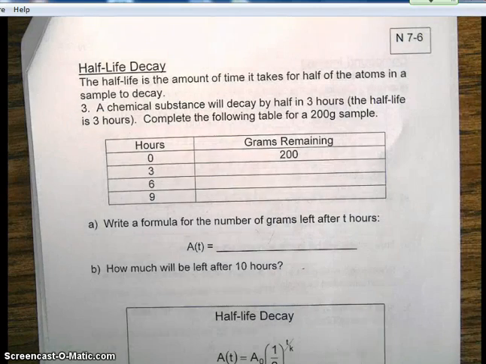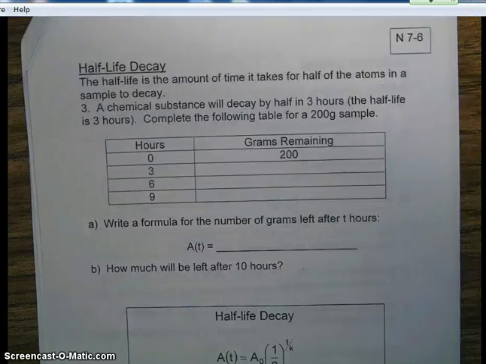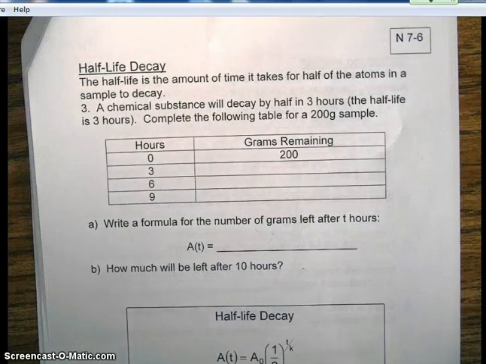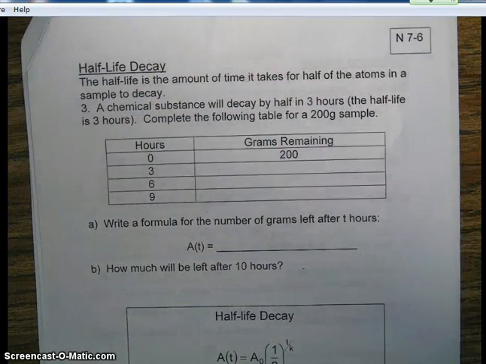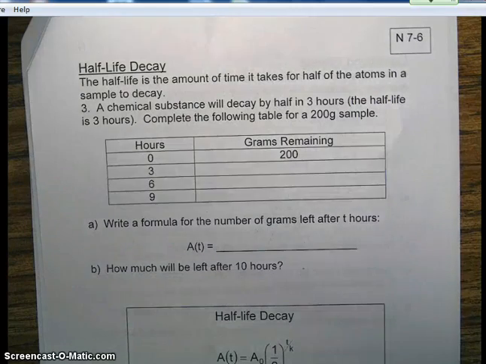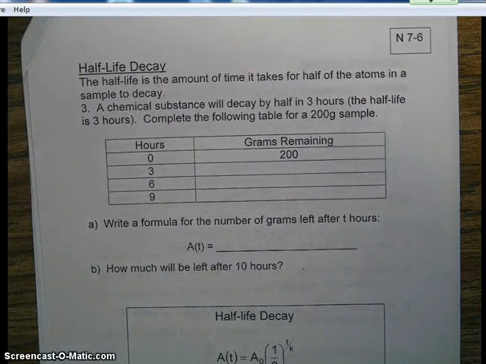Okay, part 2 of exponential function applications. Say that 5 times real fast. Exponential applications.